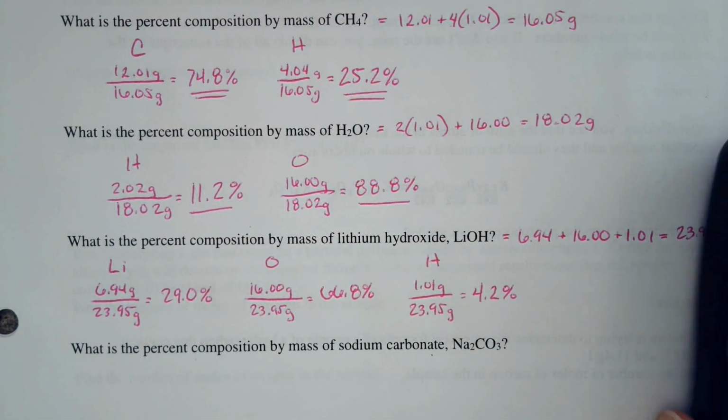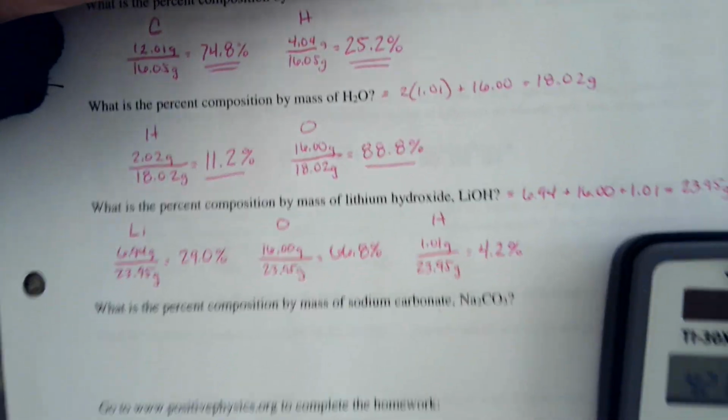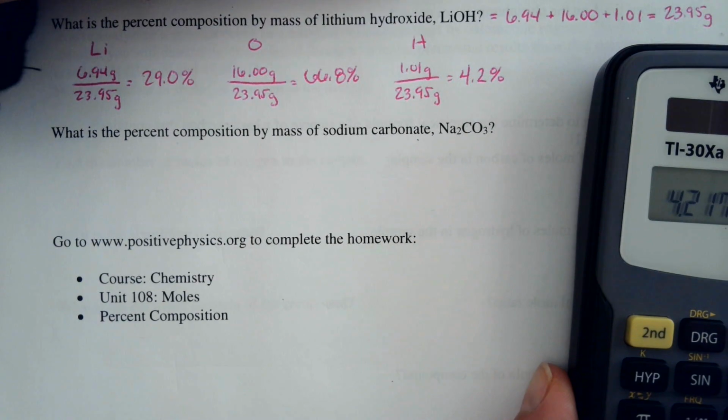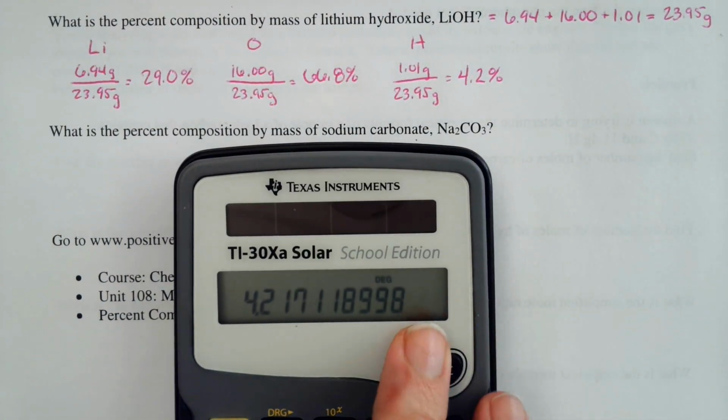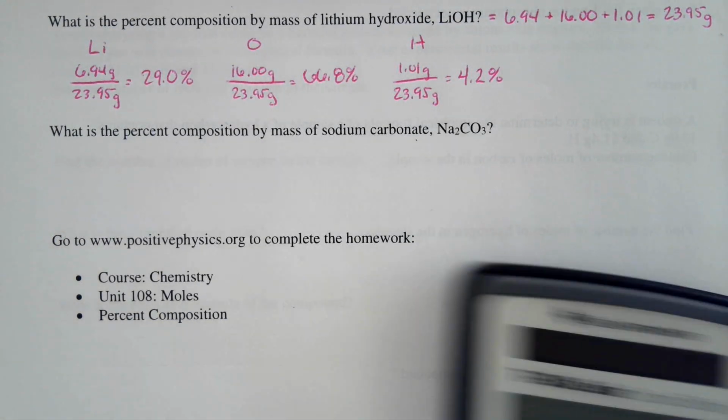Okay, why don't we double check this one since we haven't done that? 29% plus 66.8% plus 4.2%, and there it is, 100%. All of the mass is accounted for.